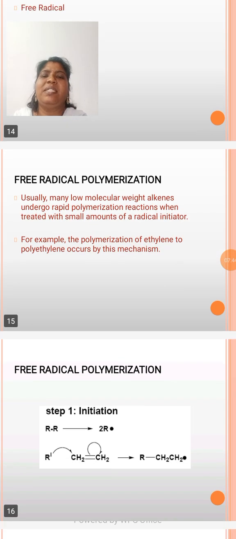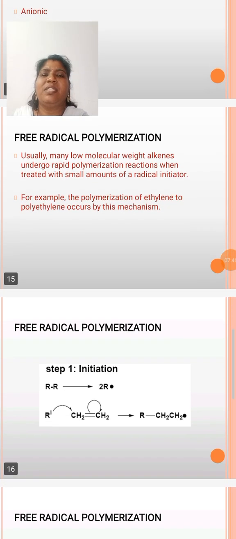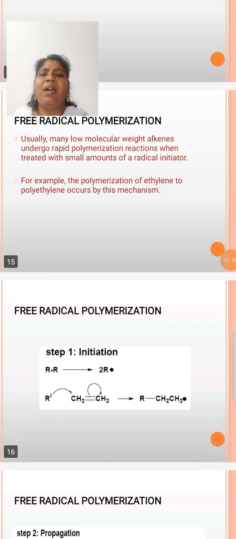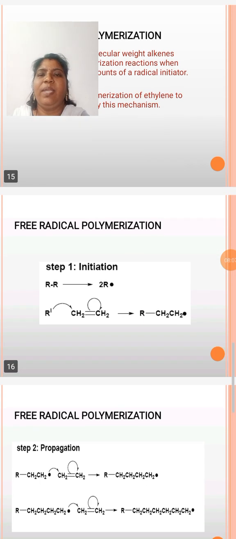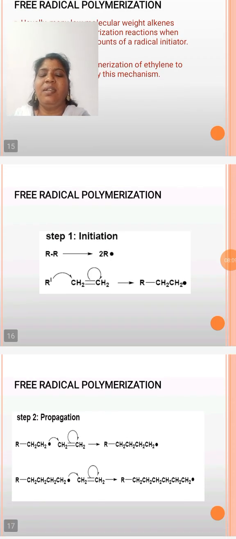So now we can see about free radical polymerization. Many low molecular weight alkenes undergo polymerization reactions with the help of initiators only. An initiator is nothing but a free radical. This mechanism takes place in 3 steps: initiation, propagation, termination. In initiation we will be getting the free radical. In propagation the living chain of the polymer will be growing. In termination, we will stop the chain of the polymer.